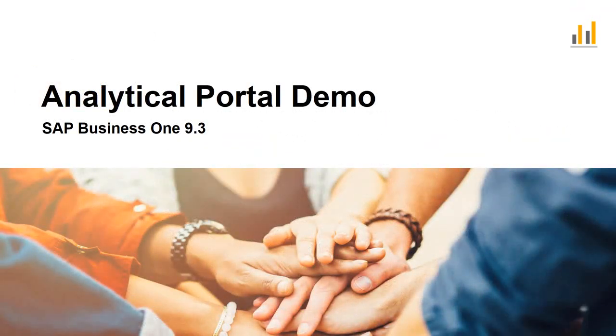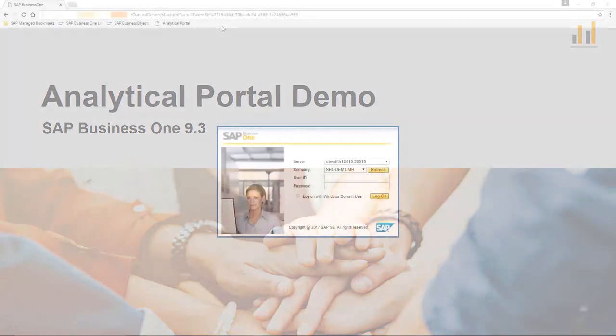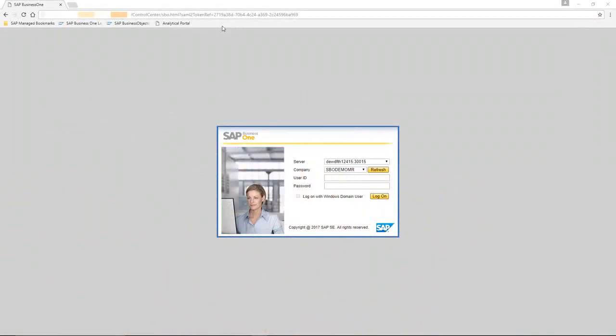So let's have a look at this business scenario in the Analytical Portal for SAP Business One version 9.3. In my Google Chrome web browser, I am able to log into the Analytical Portal as a super user, Jason Butler. And to do this, I've selected my relevant server, my company database, and then I enter my username and password.